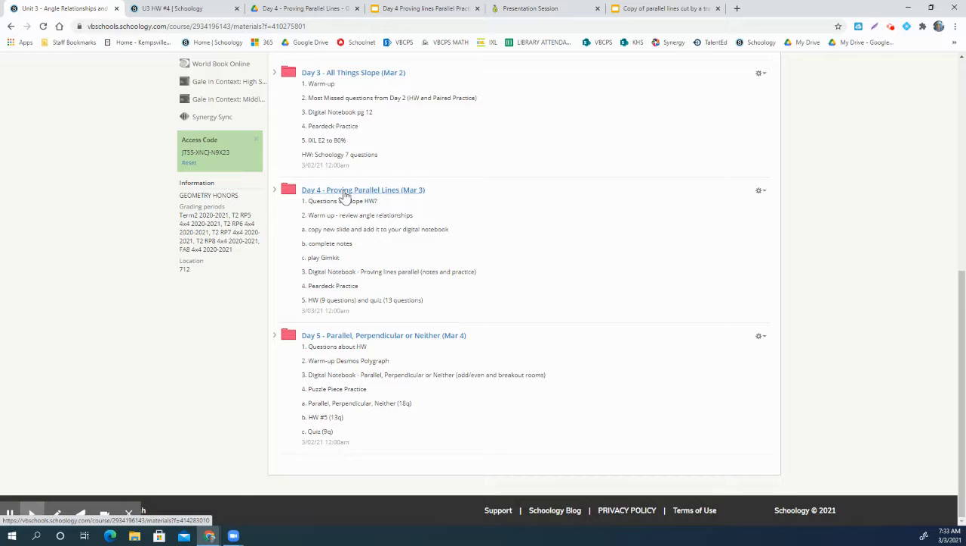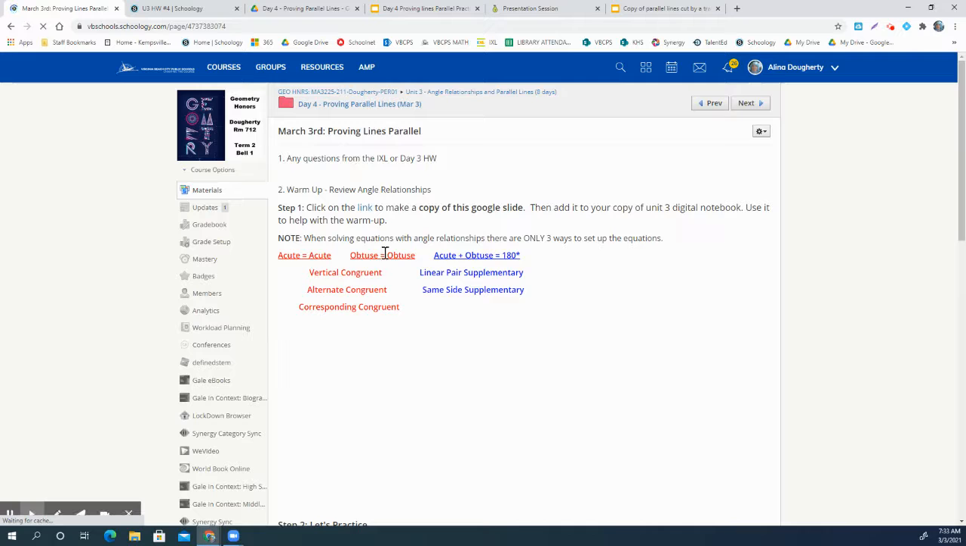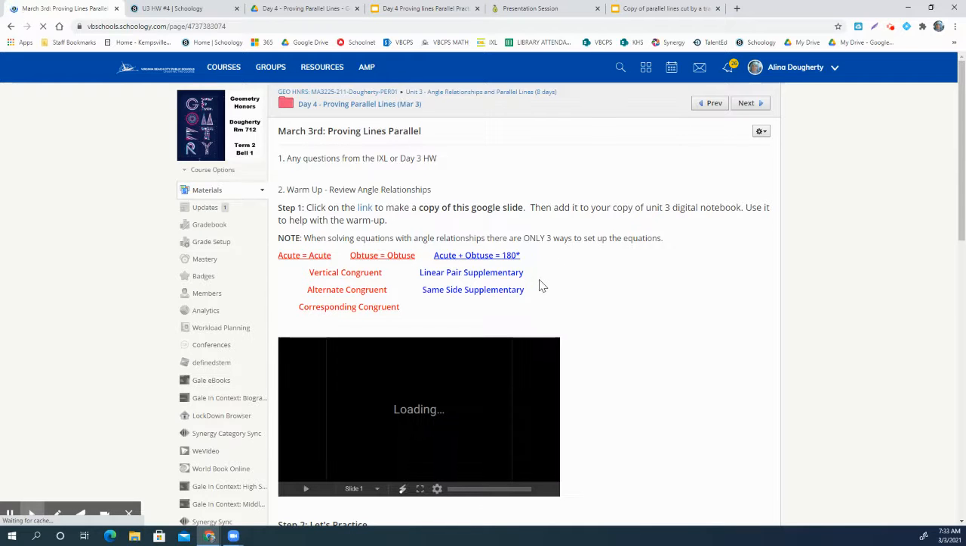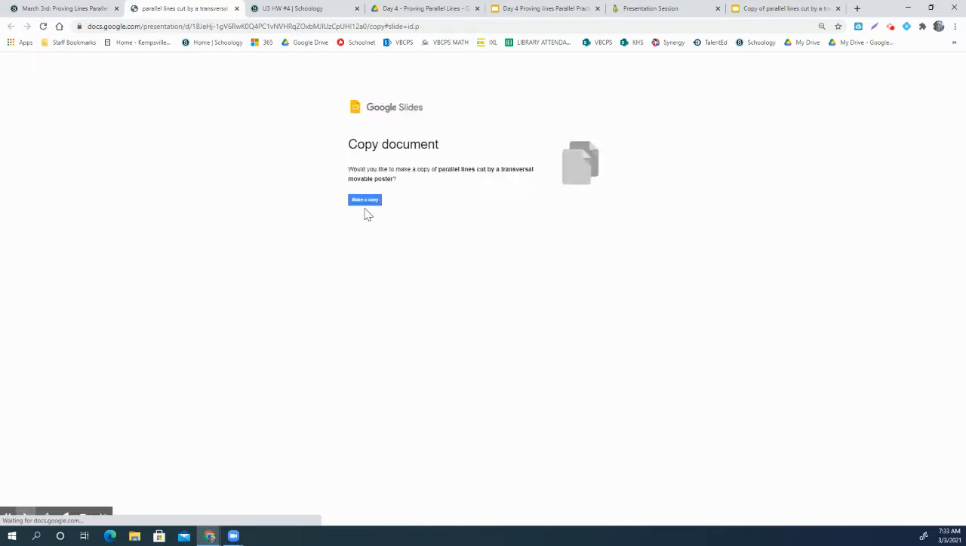So day 4, we're going to try something new. I've never tried to add a new slide to the digital notebook, but I found this yesterday and I thought it would help a lot of folks who are still struggling with some of those angle relationships. We've got to have those angle relationships down before we can move on today. So I know it's kind of hard to see, but there is a link right here under the word link. If you click on that, it'll force you to make a copy.